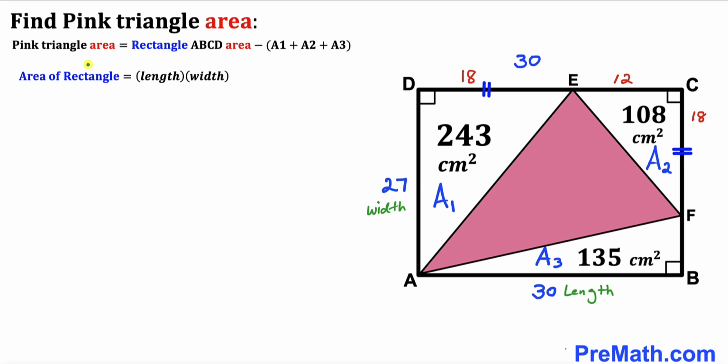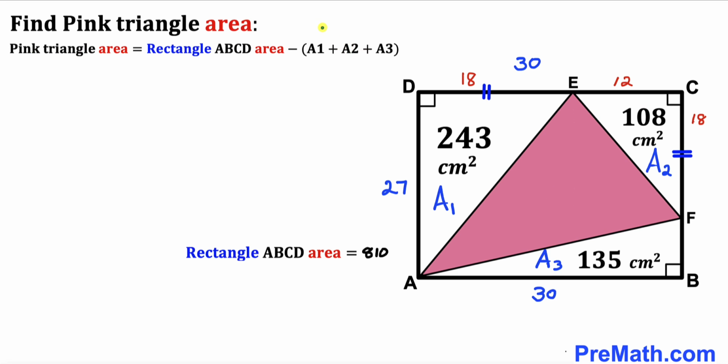And now let's recall the area of rectangle formula once again. Area equals length times width. So therefore the rectangle ABCD area is going to be 30 times 27, and if we multiply, that is going to give us 810. And now let's recall this equation once again. The pink triangle area equals rectangle ABCD area minus the sum of these areas A sub 1, A sub 2 and A sub 3.